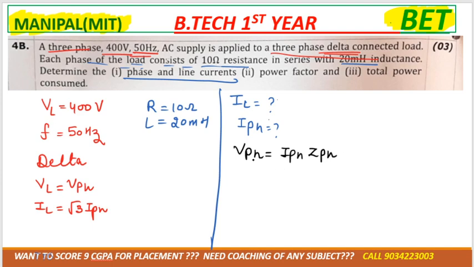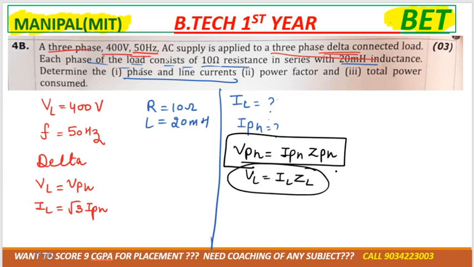Write down one more thing: Z is always in phase. Z will never be in line, so we'll never use the formula VL is equal to IL into ZL. Write it and cross it out. Why? Because 90% of students use this formula. All the things you will get in line, so it looks easy and convenient, and students will use this. No, but this is the actual formula. So for that we need to get ZPH.